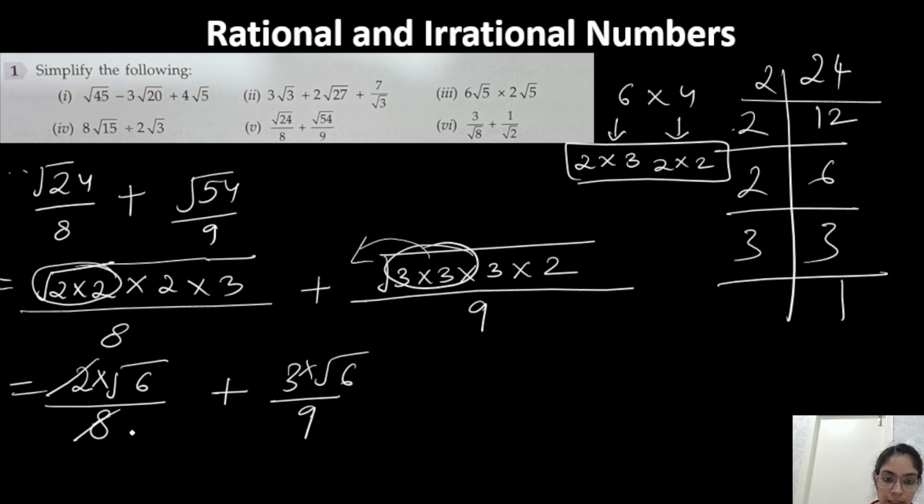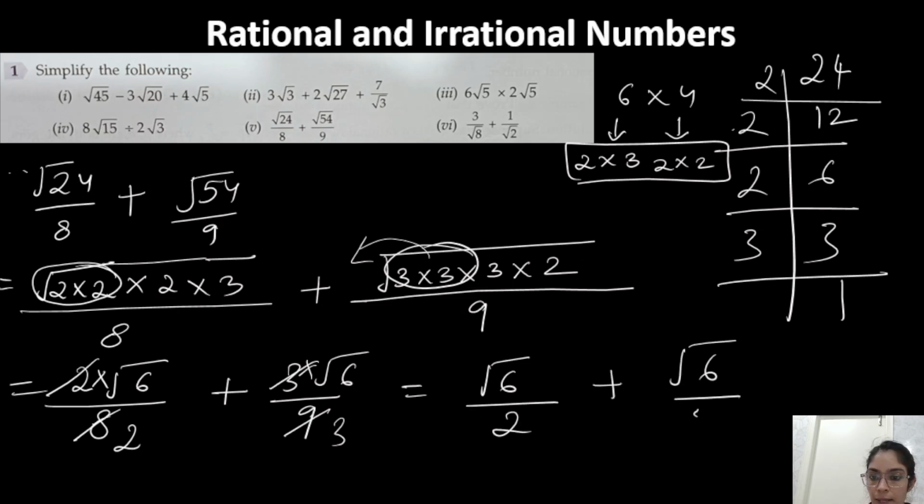So 2 into 1, 2 into 2, 3 into 1, 3 into 3. See here, like this cancellation is not possible, only up and down. Crossways cancellation is not possible here. So what we have got now, root 6 by 2 plus root 6 by 3. Now again two fractions. These are basically two fractions. This is 1 root 6, here also 1 root 6.